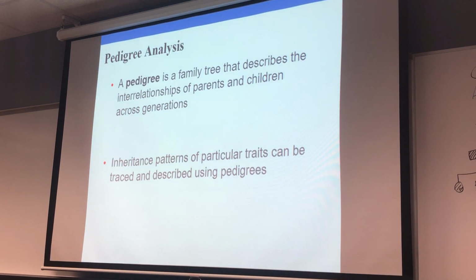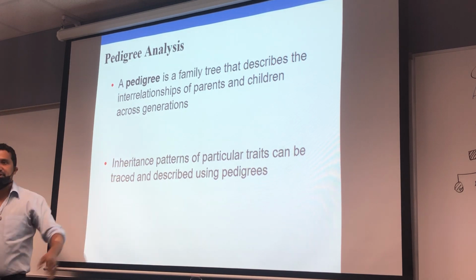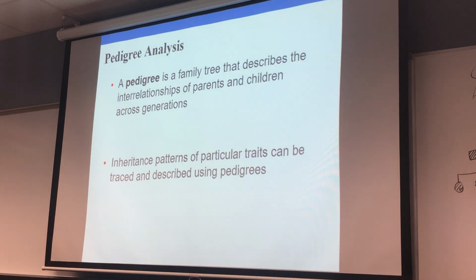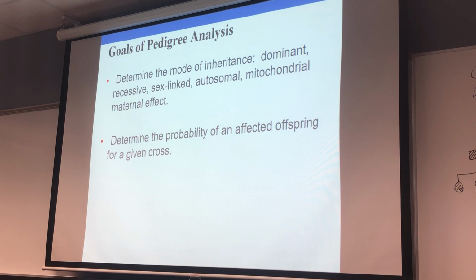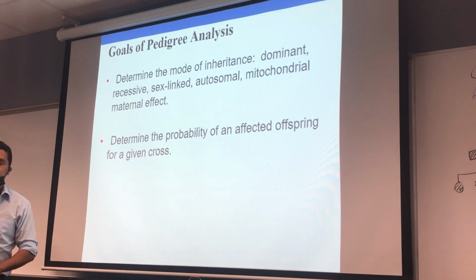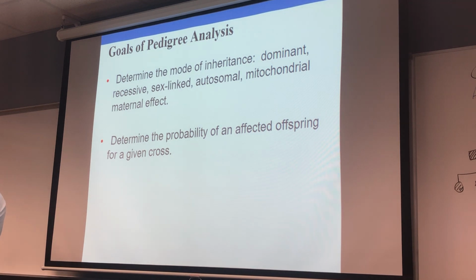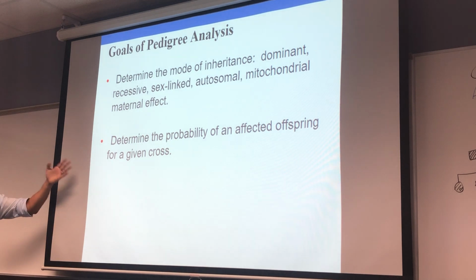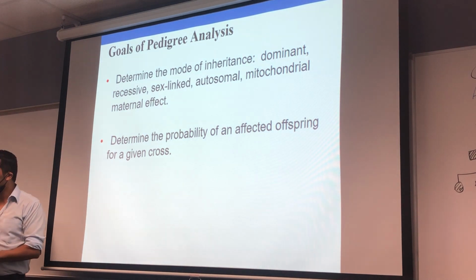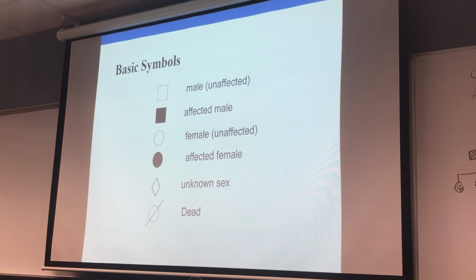And then we go to the pedigree analysis. This pedigree is a family tree that describes the interrelationship of parents and children across these generations. It will show you how these particular traits are being passed on from one generation to the other. With those, you can determine the mode of inheritance, whether it's a dominant trait, a recessive trait, a sex-linked trait, or autosomal or mitochondrial. So you can determine the probability for affected offspring for a given cross.